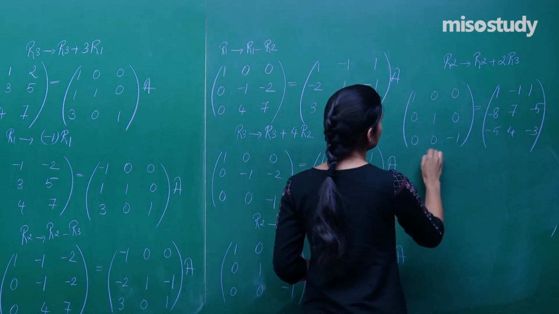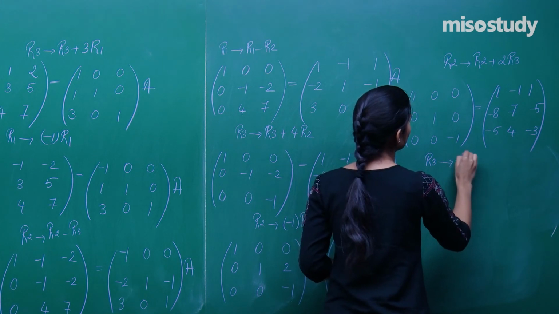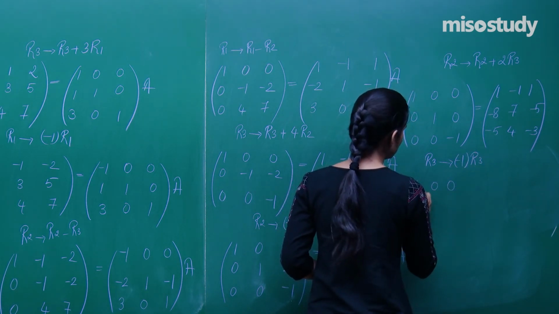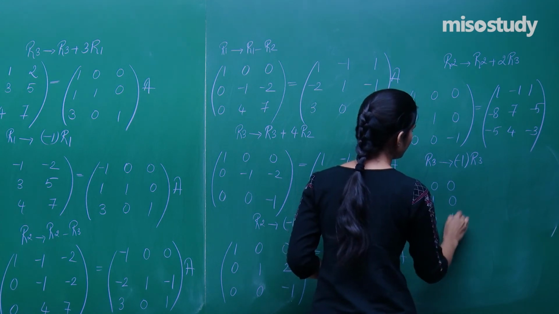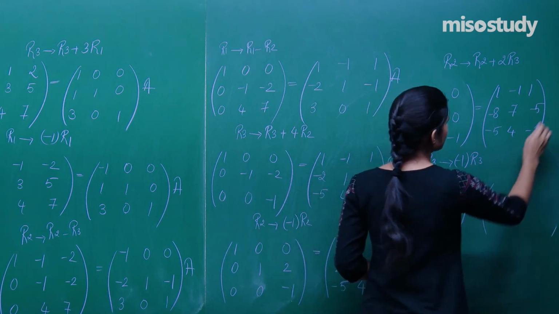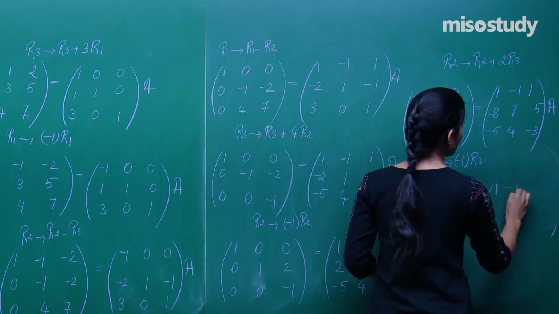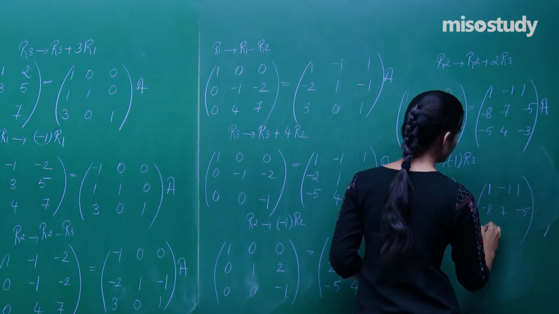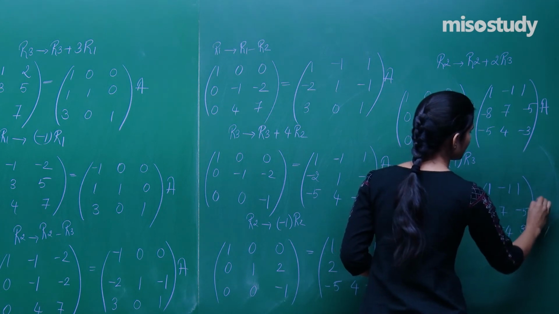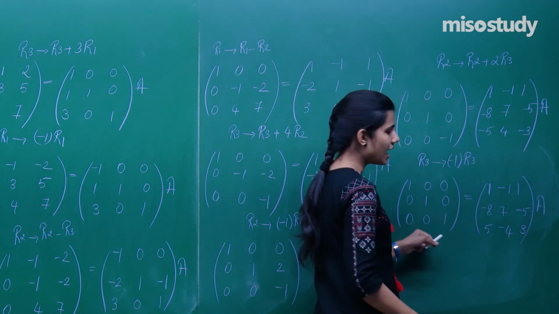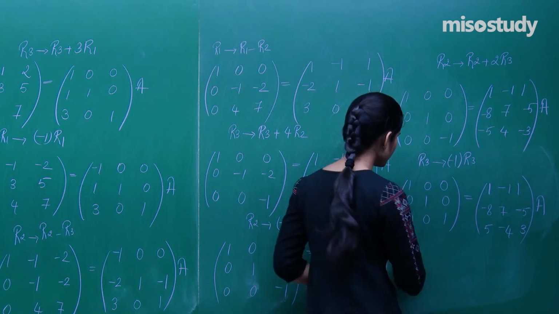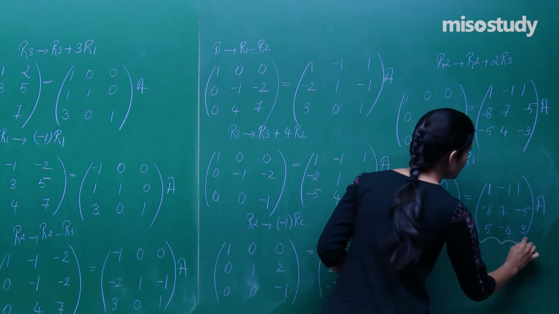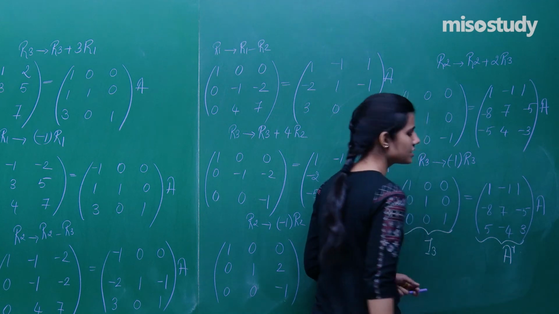And then you just need to do row 3 goes to minus 1 times row 3. This is 1, 0, 0, 0, 1, 0, 0, 0, 1. And here it is A. 1 minus 1, 1, minus 8, 7 minus 5, 5 minus 4, 3, A. You are getting I equals this identity matrix of order 3. So this is identity matrix of order 3. This is your A inverse.